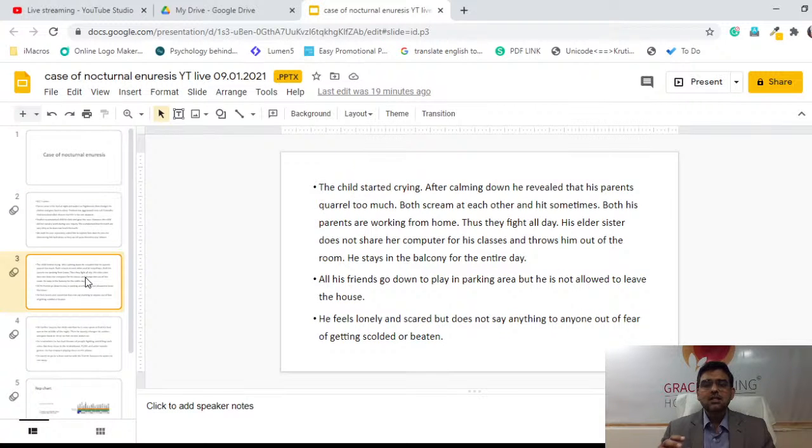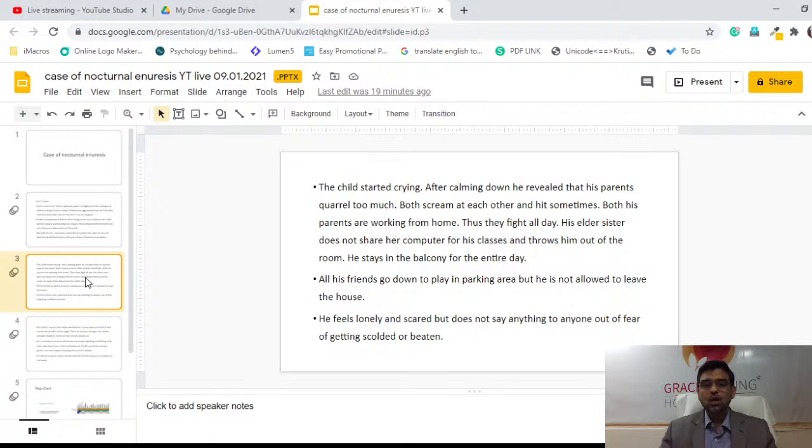The child started crying. After calming down, he revealed that his parents quarreled too much. Both scream at each other and hit sometimes. Both his parents are working from home, thus they fight all day. His elder sister does not share his computer for his classes and throws him out of the room. He stays in the balcony for the entire day.